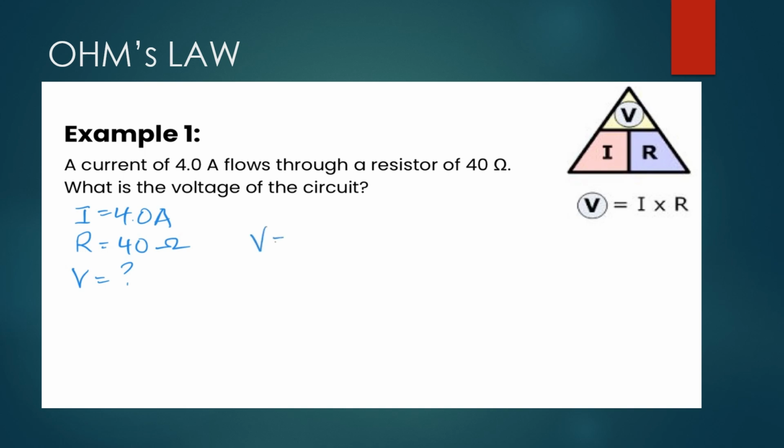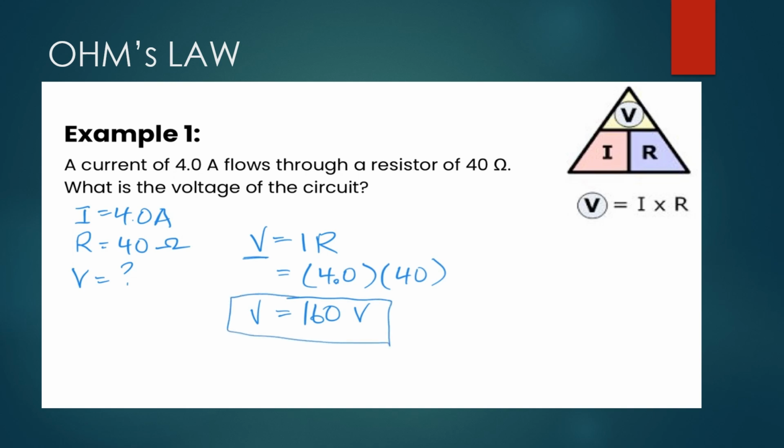Using our equation V equals I times R, if we substitute in I is 4.0 and R is 40, then we get 160, and because we're solving for V, that's volts. So that would be our answer. The voltage is 160 volts.